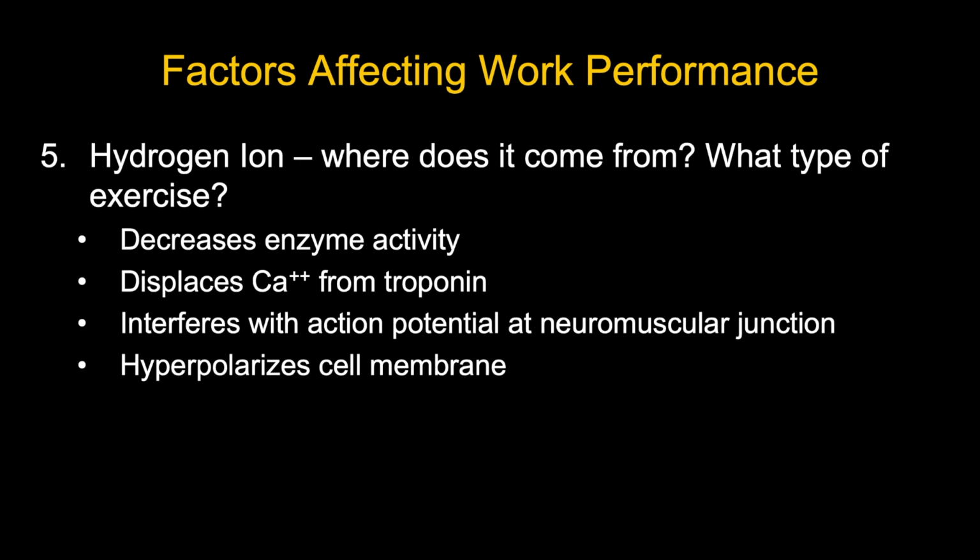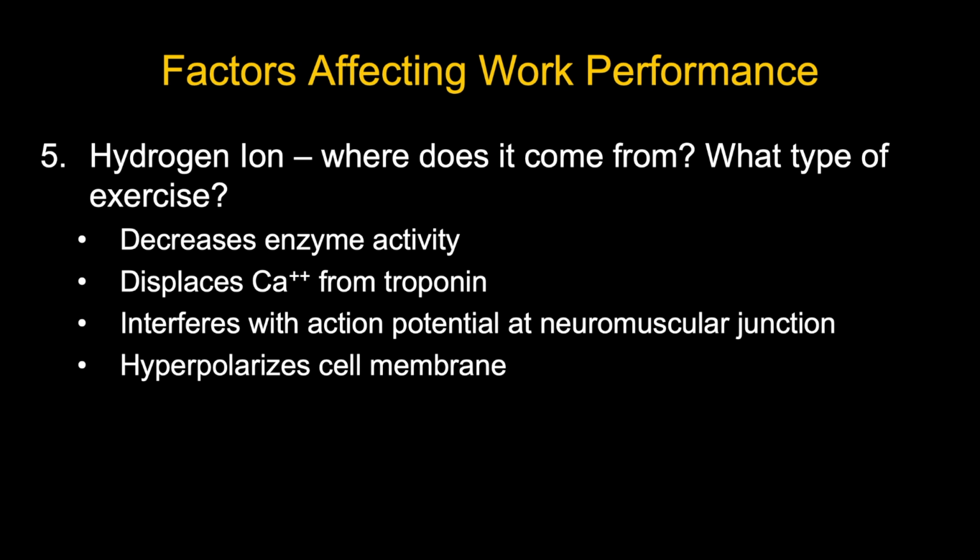Do you remember the hydrogen ion from our metabolism lecture? Where is that hydrogen ion coming from? And what kind of exercise results in greater amounts of hydrogen ion being produced? If you recall, significant lactic acid accumulation occurs during high-intensity exercise, in which non-oxidative metabolism is the primary source of energy production. Lactic acid, as you recall, is labile and breaks down into lactate and hydrogen ion.